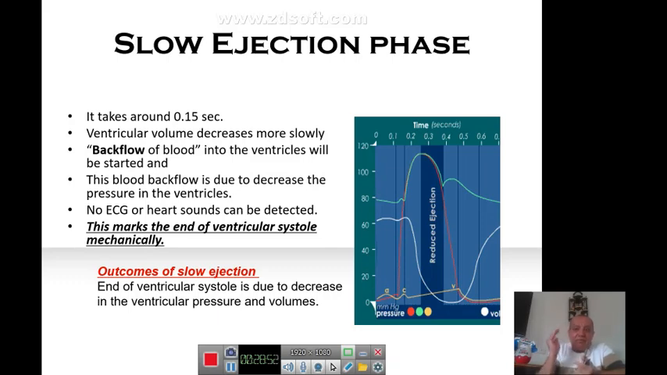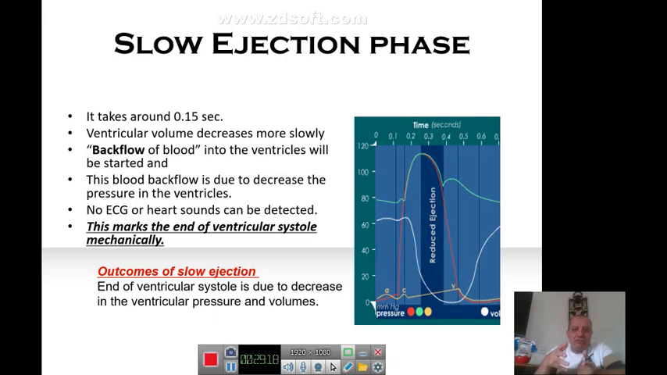What's the meaning of maximum? As we mentioned, the pressure is more than the pressure inside the aorta and pulmonary artery. What's the outcome? It is necessary for opening of the pulmonary and aortic valves, which are the semilunar valves. We said the pressure is very high, so the blood starts to move very fast, and we called it the rapid ejection phase.